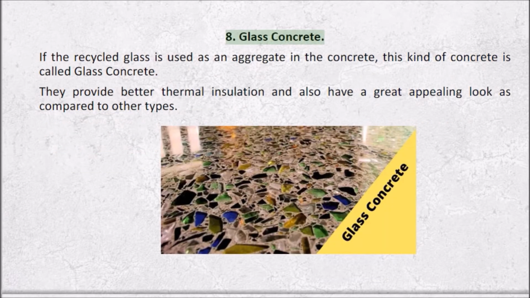8. Glass concrete. If recycled glass is used as an aggregate in the concrete, this kind of concrete is called glass concrete. They provide better thermal insulation and also have a great appealing look as compared to other types.